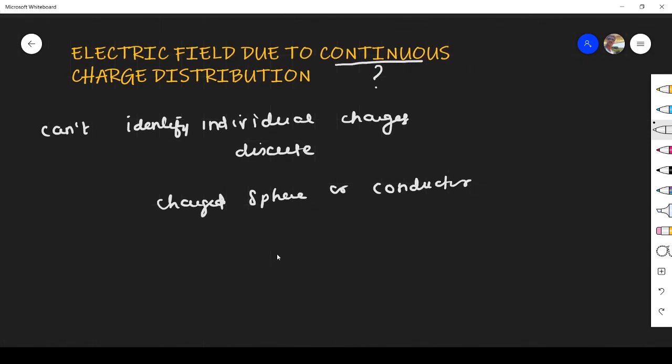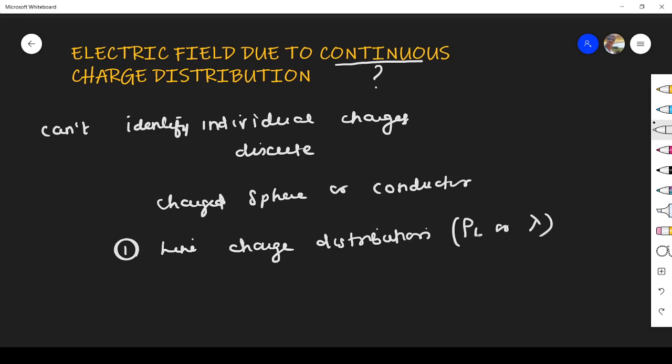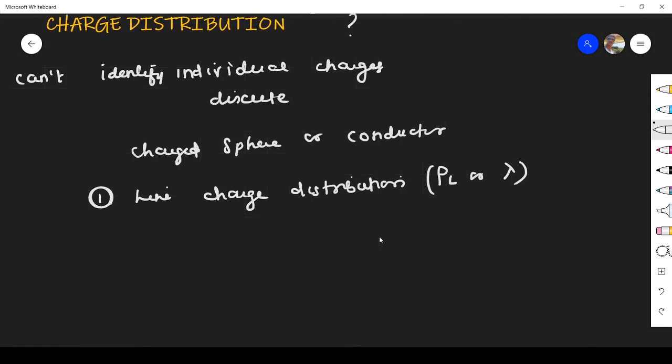In continuous charge distribution, we have three different types. The first one is line charge distribution, right? So I can give the symbol rho L or lambda, anything you can use, but rho L is easy to remember because rho is charge density, L is line, so rho L. You can ask where we can have this type of distribution.